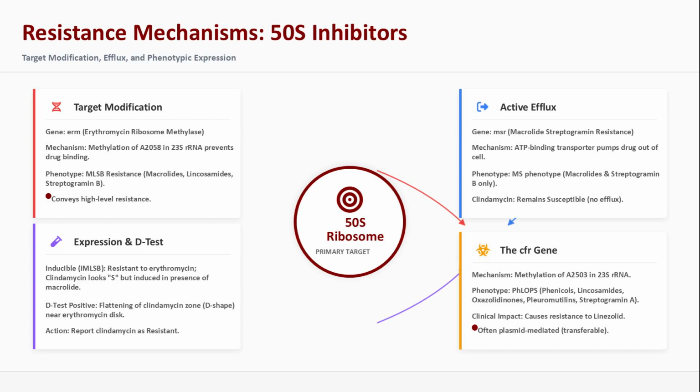So the key idea is simple. Bacteria resist 50S inhibitors by modifying the ribosome, pumping the drug out, or activating resistance when exposed to antibiotics. Clinical interpretation, especially the D-test, is very important for correct treatment decisions.